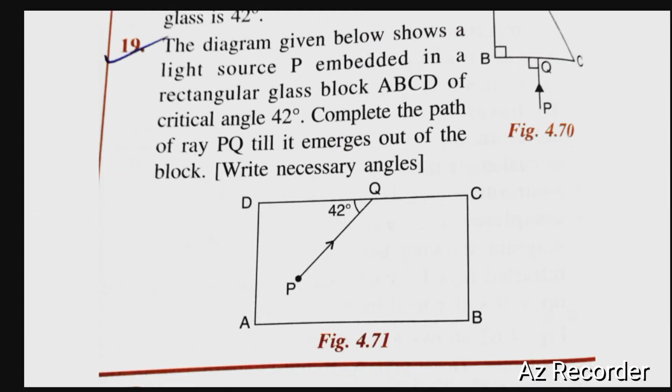Now the next question. Here it shows a rectangular block ABCD and a light source P embedded within it. The particular angle is found to be 42. We have to complete the ray PQ until it emerges out. Okay, so we can make a normal here. Since this is 42, this angle will be 48.